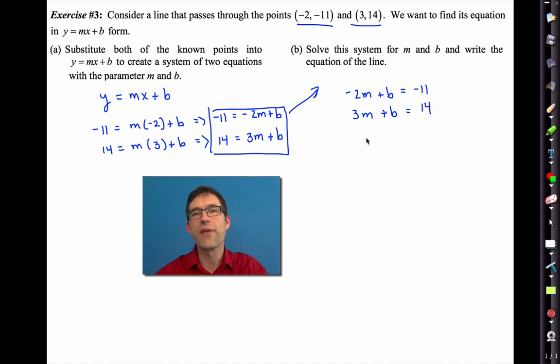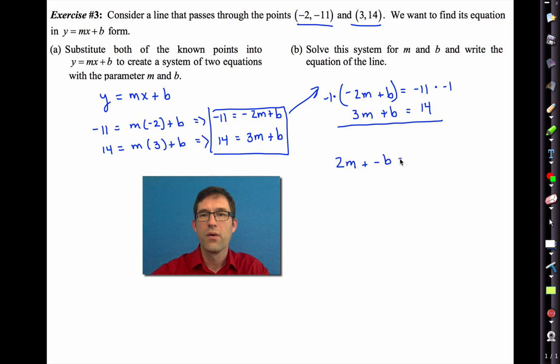All right, if I added these two together, I'd get negative 2, positive 3, which would be a positive 1m, so m's wouldn't be eliminated. B plus b, 2b, that wouldn't work. All right. But one thing we could do is we could take this equation and we could multiply both sides by negative 1. Now, why would we do that? Well, we would do that because suddenly we would have a negative b. And given that we have a positive b in the other one, when we add these two together, those would cancel. 5m would be 15.